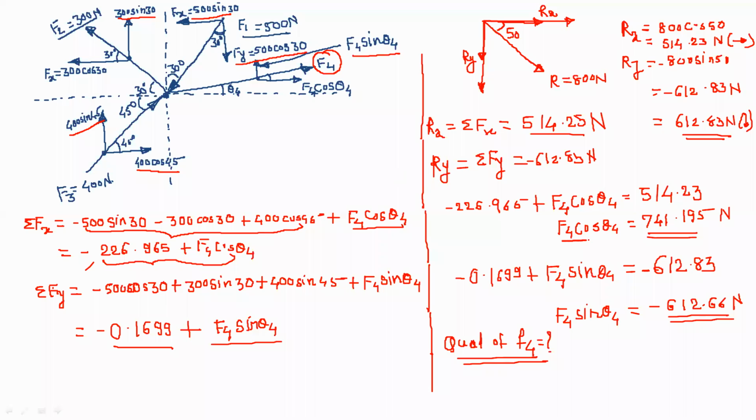So F4 cos theta 4 is nothing but the x component of the force F4. It lies along the positive x direction, so this is a positive value. But this y component, F4 sine theta 4, is negative. So it is directed towards the negative x direction, sorry, negative y direction.